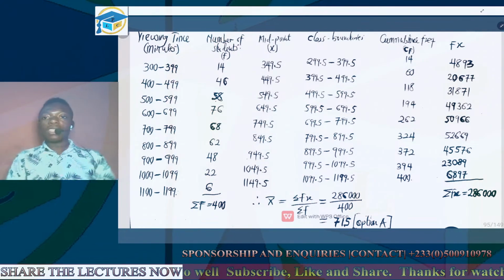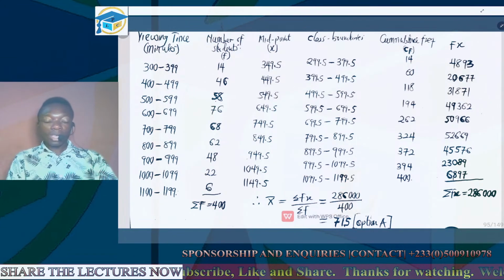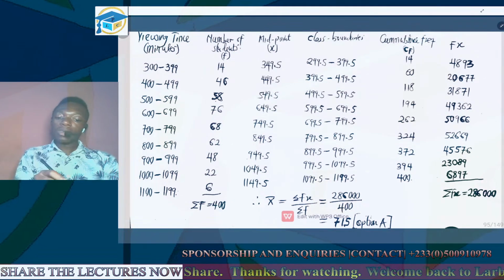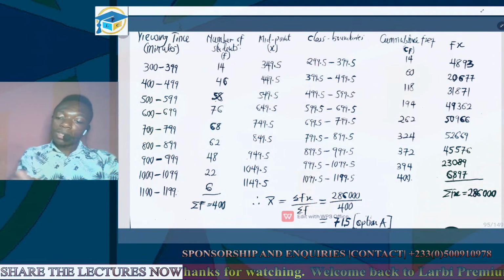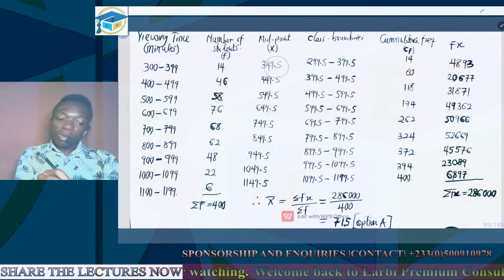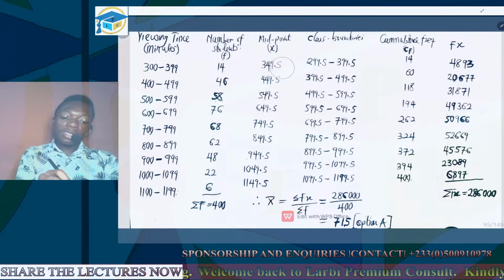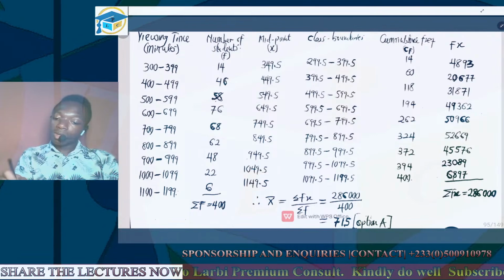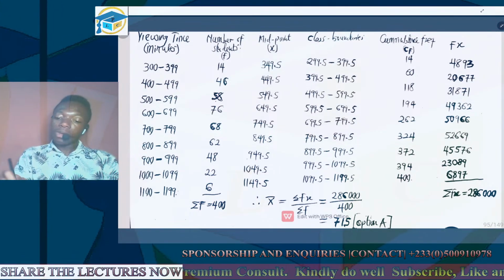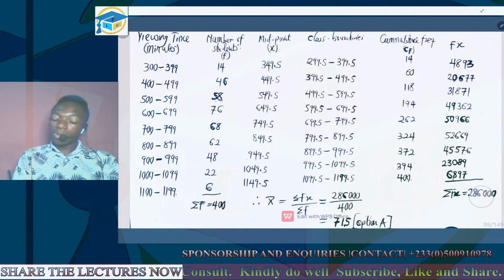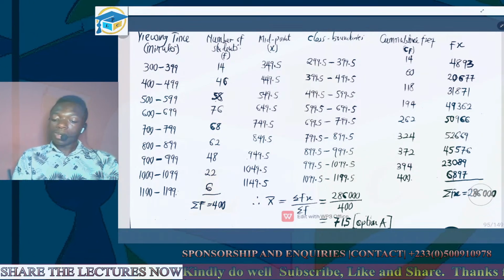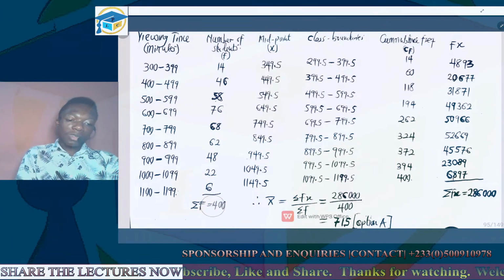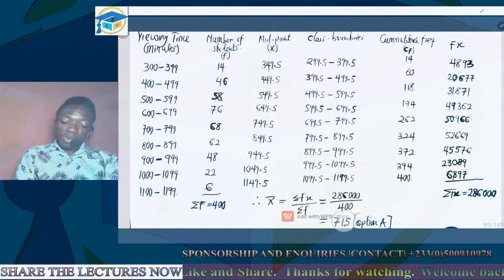So you do the same so that you get a midpoint for these values. Then you multiply each midpoint by the frequency so that you get summation f of x. When you multiply 14 by 349.5, you're supposed to get 4,893, and it runs through till you get to this page. After you add all these values, you're supposed to get 286,000. That becomes summation f of x, and then you divide by the total summation f, which is the frequency, 400, and you're supposed to get 715.